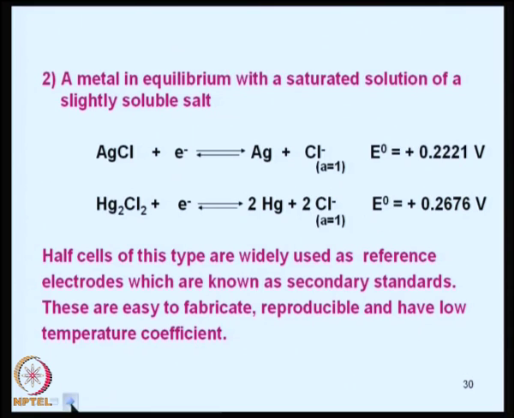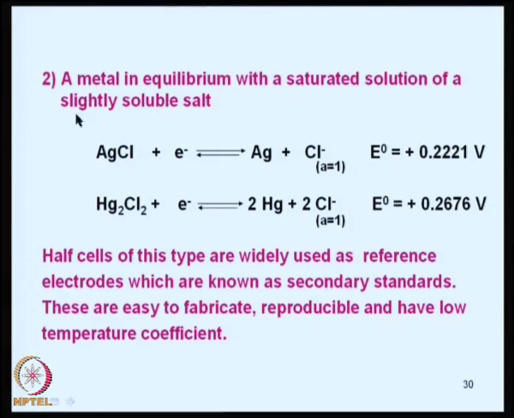So, similarly, I can have a metal in equilibrium with a saturated solution. That means I take a metal rod and dip it in a saturated solution of a slightly soluble salt. For example, I can take silver chloride, which is very sparingly soluble. So, you make a solution in a beaker, take some water, add some silver chloride; part of it will dissolve and the remaining part will remain as a powder at the bottom of the electrode. That is a salt in equilibrium with its solution.